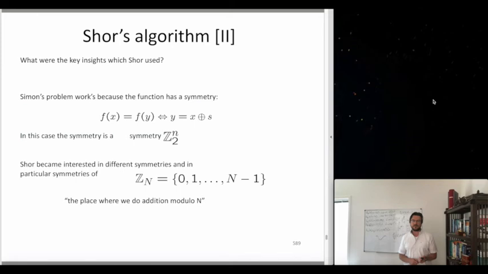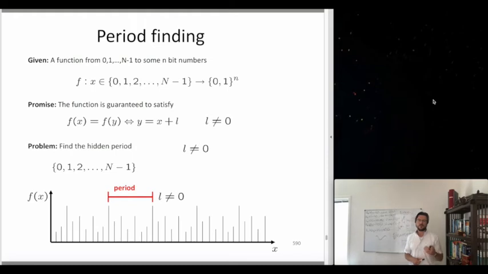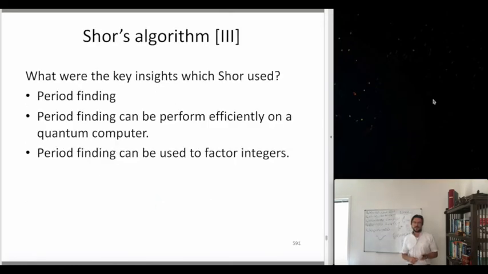So what we want to have a look at here, let's just go over that. What we want to do is start with period finding. Period finding is what we just learned to do with the quantum Fourier transform. And you'll see it here. On the bottom of that slide, you can see a signal, and you can see the recurring components. That is the period that we want to find and analyze. And the key insight that Shor used is that period finding can be performed efficiently on a quantum computer, and it can be used to factor integers. So that's important.